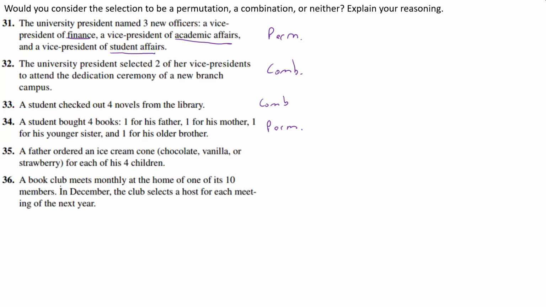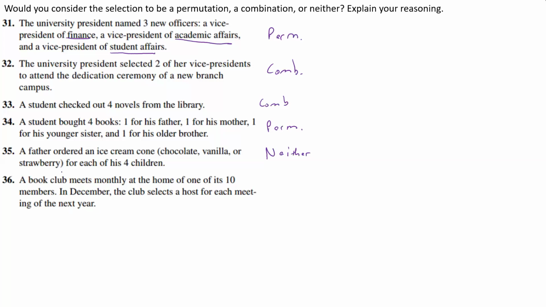Now, what about 35? A father ordered an ice cream cone, chocolate, vanilla, or strawberry, for each of his four children. Well, this one we've got different things. We've got chocolate, vanilla, strawberry. We've got four children, and really, the order doesn't matter. But we also don't know what the pieces are for each of the children. So really, this one comes down to we don't have enough information, and so this is going to be neither.